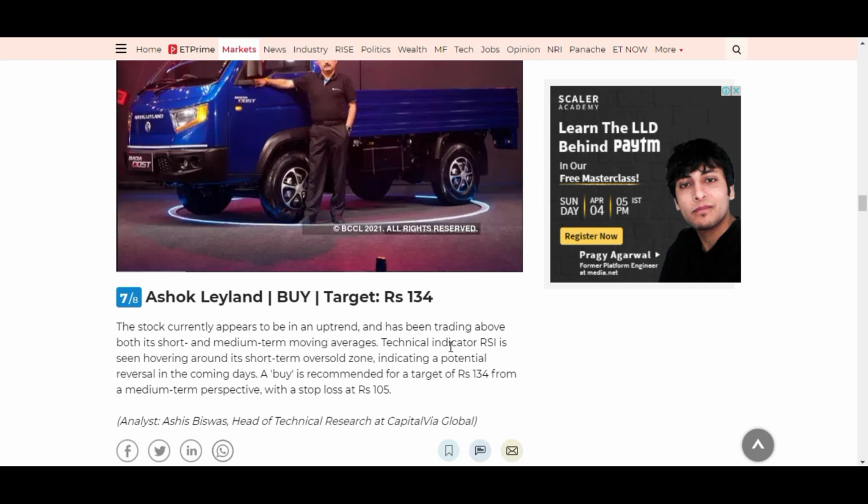So auto sales numbers came out on the 1st of April. The auto sales numbers have been good for all the auto companies, that is Maruti, Ashok Leyland, Tata Motors. So let's see what recommendation has been given.